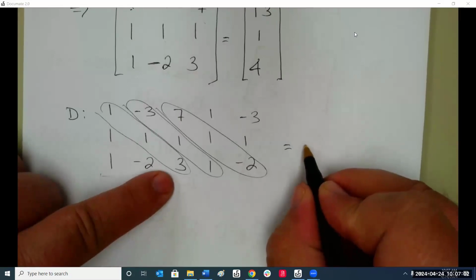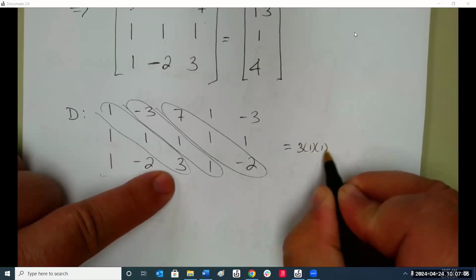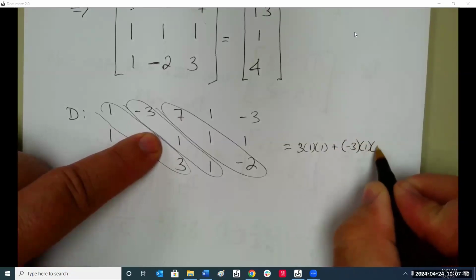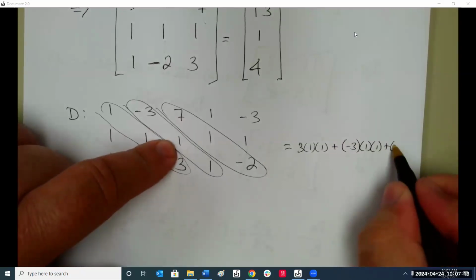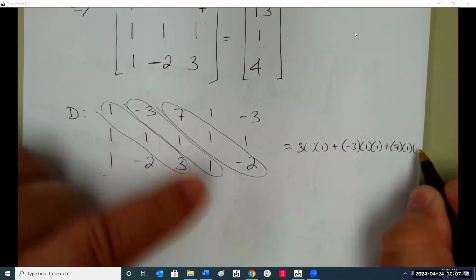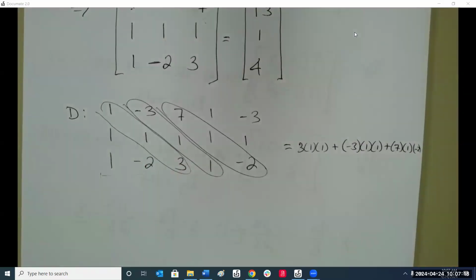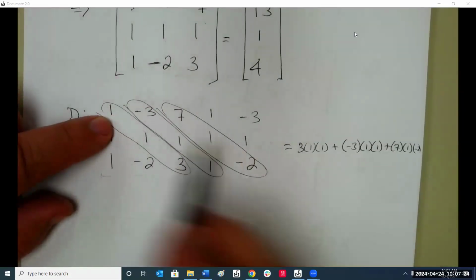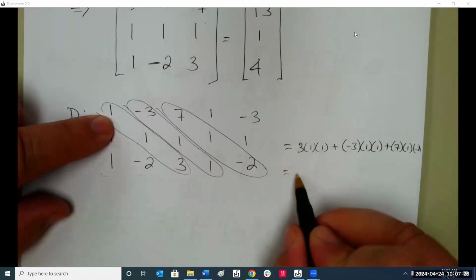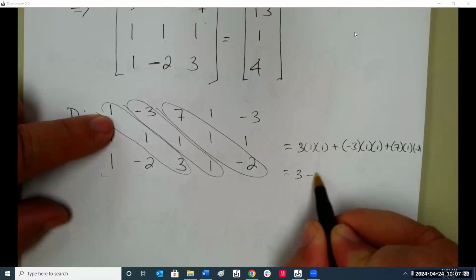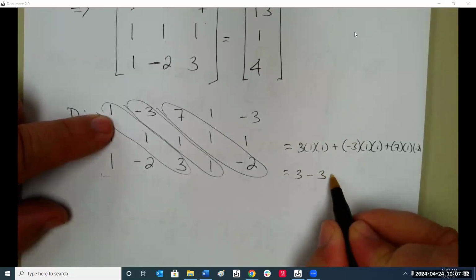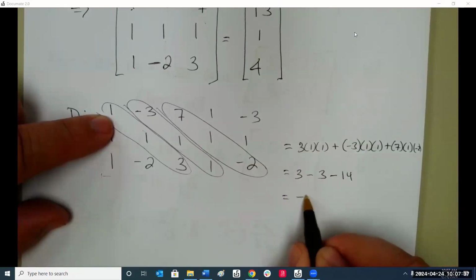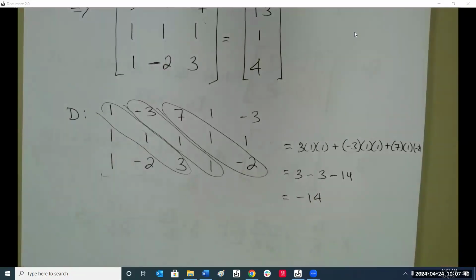So we have 3 times 1 times 1 plus negative 3 times 1 times 1 plus, well, no, now we're going to do these together. Because remember, when it's this direction, you add them all, because since there's multiple of them, we'll multiply these together and add them. So it's going to be 3 minus 3 minus 14 is going to be minus 14. That's the first part.